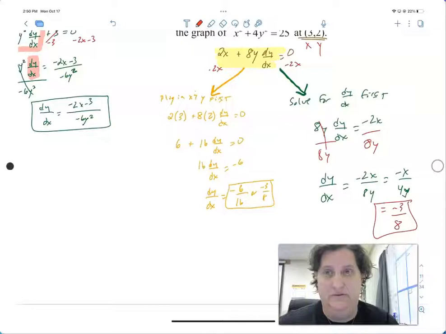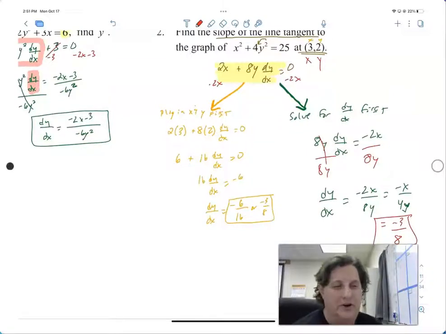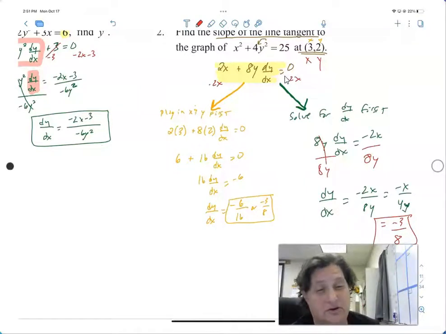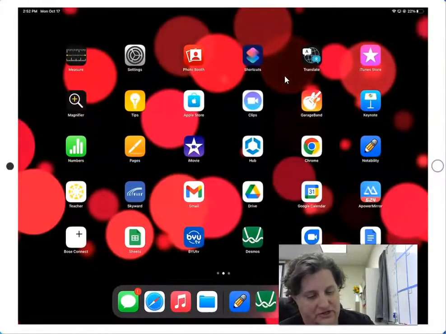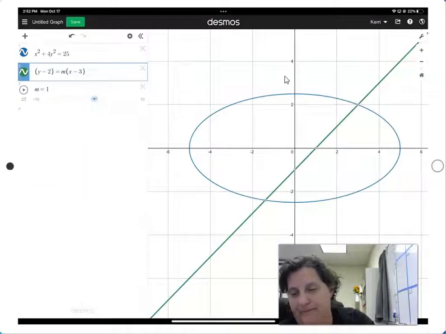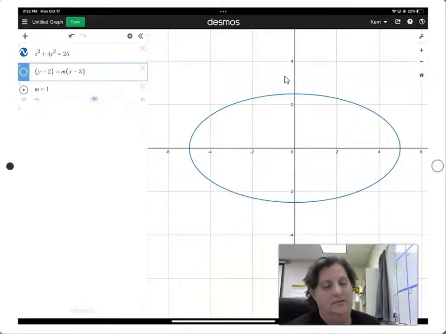Let me show you something real quick. I just want you to know what we're doing. We have this graph, x squared plus 4y squared equals 25. If anybody knows what that is right off the bat without graphing it, you're amazing, great job. It's close to a circle, because that's x squared plus y squared, but because I put a 4 on one side, it's actually an ellipse. So I've got this ellipse.